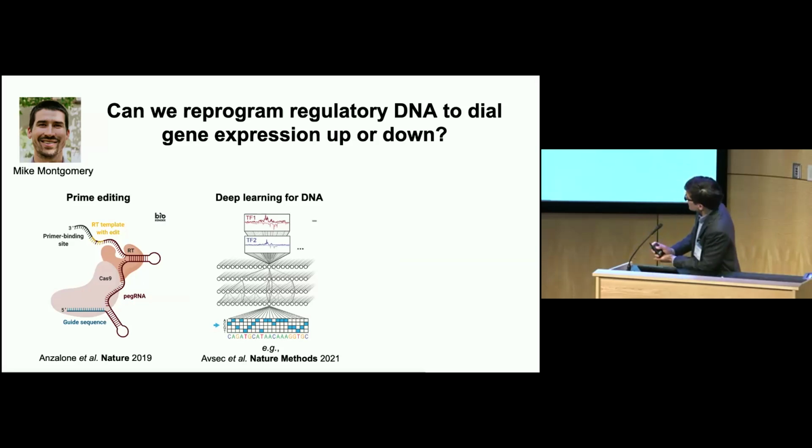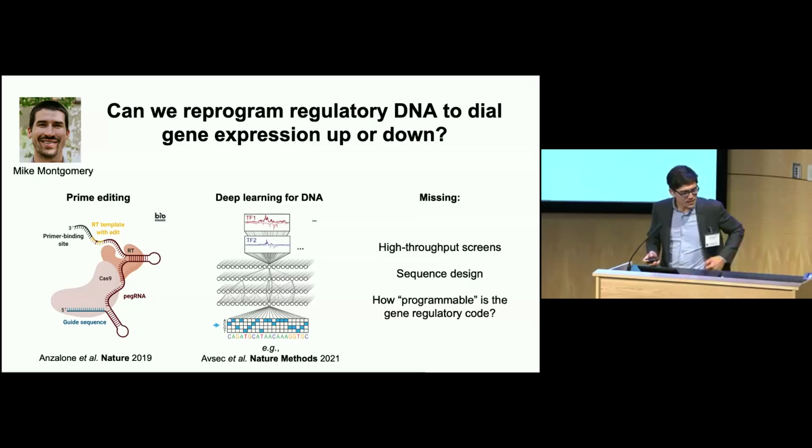There were also new sequence-based models for learning the language of the genome and how DNA encodes epigenetic states, such as Enformer, that made us think that perhaps we had a better chance of figuring out what we should write into the genome. And what was missing was a high-throughput screening approach that would allow us to measure the effects of all of these edits, ways to adapt these models to design edits, as well as a better understanding of how programmable the gene regulatory sequences actually are.